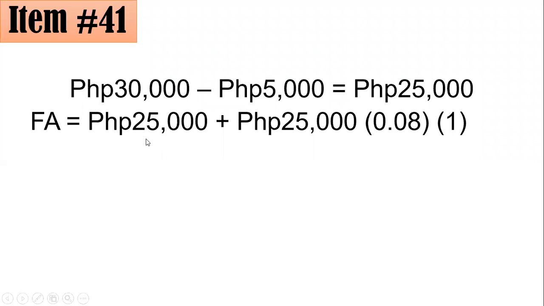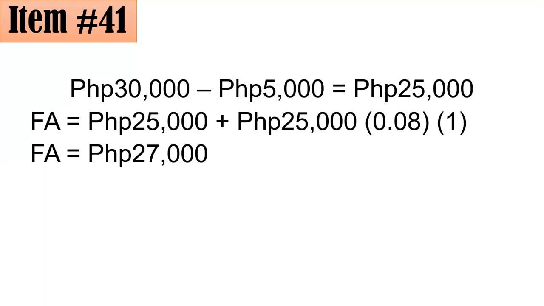So that's 25,000 pesos. Ito yung price plus yung 25,000 times 0.08 times 1. Bakit 1? Kasi di ba 12 months? And 12 months is equivalent to 1 year. That's why po, I made it 1, because remember, no, if possible, we have to convert it in years in using this formula. So from here, we have the final amount, which is 27,000 pesos.